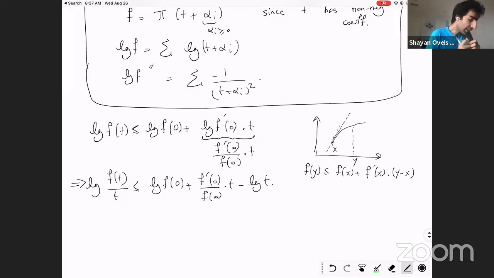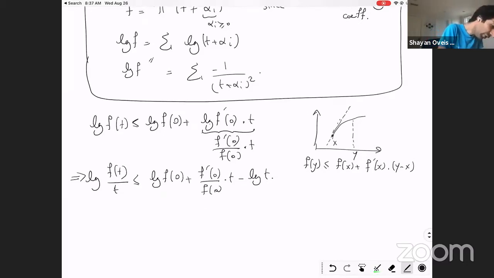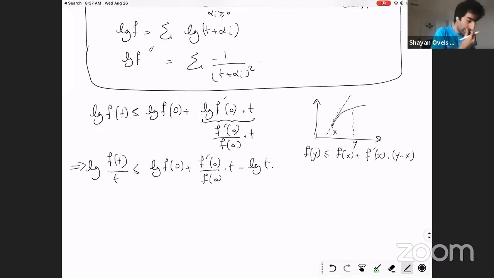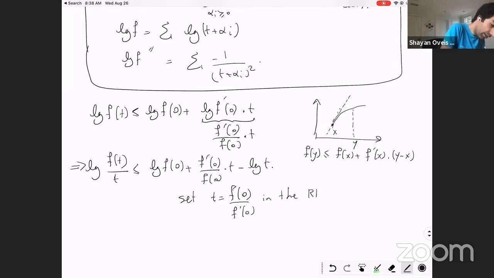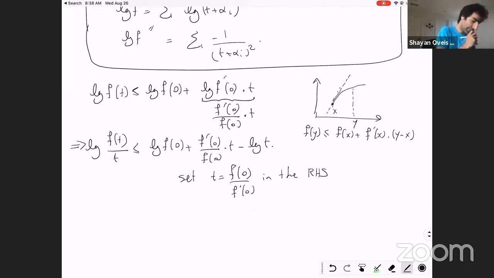So in particular, if I optimize for t in the right-hand side, if I choose the minimum possible value for t in the right-hand side, or any possible value for t in the right-hand side, the same inequality should hold for every t that I choose in the left-hand side. So for the right-hand side, you take the derivative and you set t to be f of 0 over f prime of 0 in the right-hand side, and basically you get what you want.